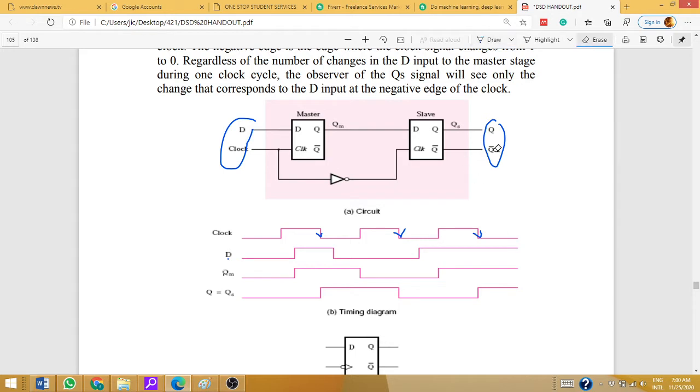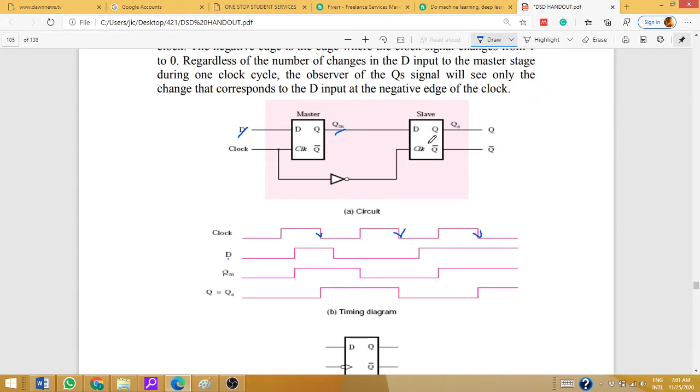Whatever is here, we say the first D latch is the master. The second D latch is the slave. Here you can say QM. It will follow D. Whatever is on D will pass to Q if the clock is high. If the clock is high, whatever is on D will become QM. We are calling this output QM.